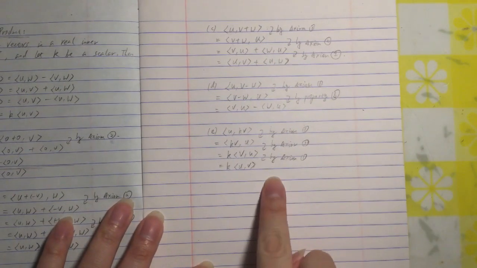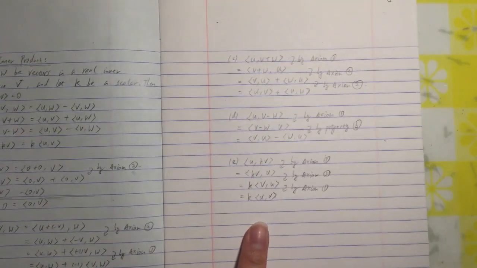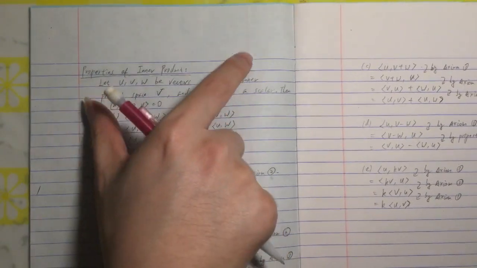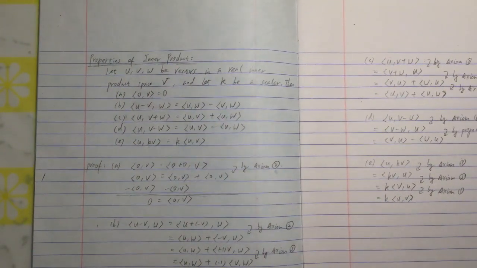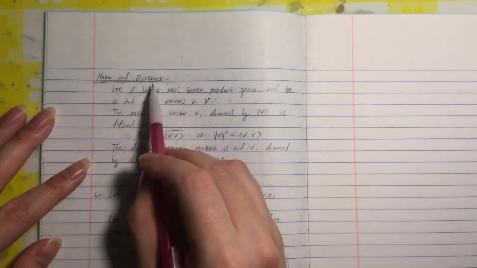That's exactly what we have here. So let's prove these properties. Keep these properties in mind. Next, let me introduce norm and distance.